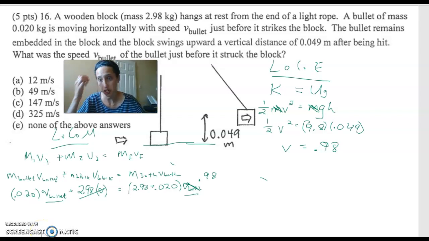And I got 2.9. Oh no! Ugh. See, I talk while I do this. I think that 0.98 is right. Oh, it's plus. I see what I did. Okay, so that ends up being 2.94 on this side, divided by 0.02. Now it's 147.